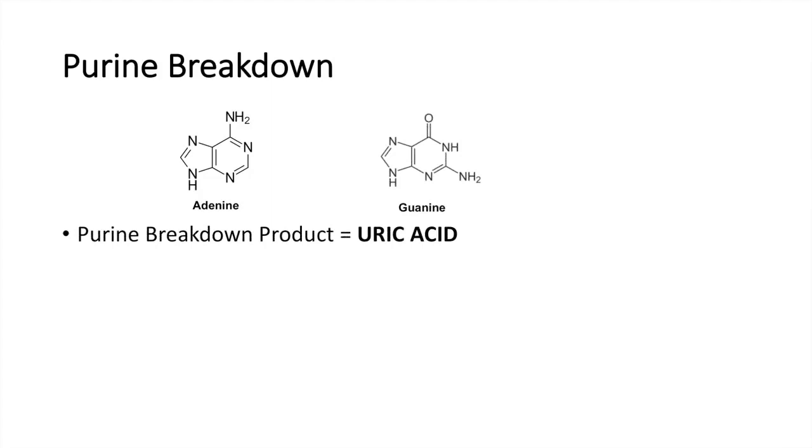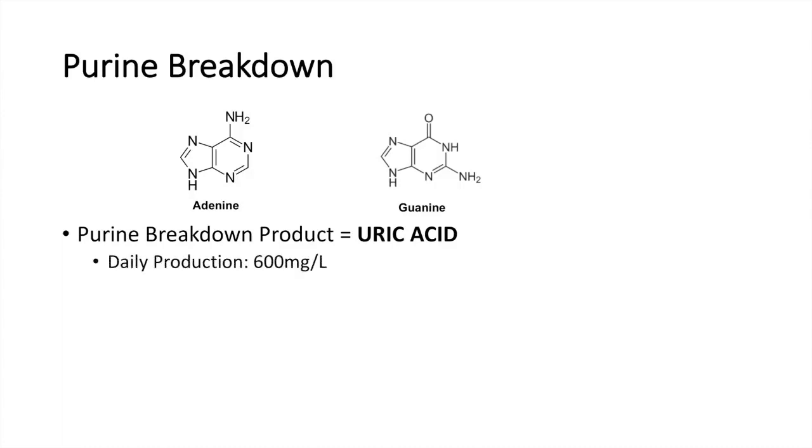So for purine breakdown, again, the purines are adenine and guanine. The main thing I want you guys to take away from this is that the purine breakdown product is uric acid. Now, this is actually a toxic molecule, so the body has to somehow get rid of it and excrete it properly.